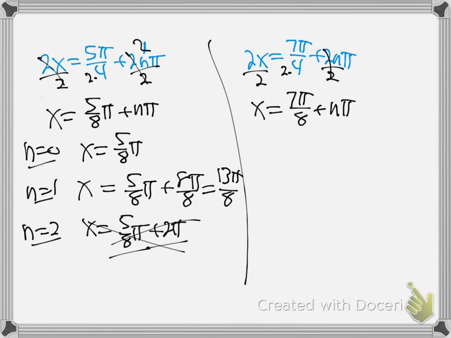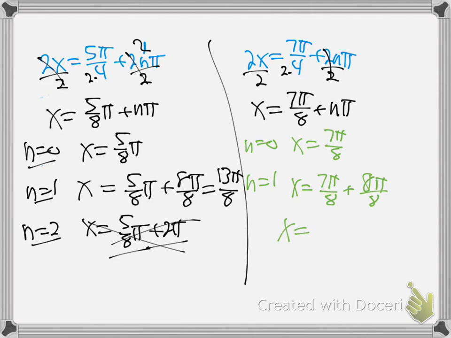Same thing over here. I'll do the other side. N equals 0. You get x is 7/8 pi. N equals 1. You get x is 7 pi over 8 plus 1 pi, which with a common denominator makes that 8 pi over 8. X is, what's that, 15 pi over 8. So there's our 4 answers. 5/8 pi, 7/8 pi, 13/8 pi, 15/8 pi.